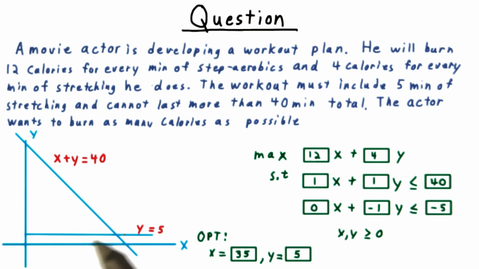Or maybe you realized that just 5 minutes of stretching and 0 minutes of step aerobics would satisfy the constraints, and then you decided to increase the number of minutes spent on step aerobics until you ran into another constraint. In either case, your intuition led you to think very much along the lines of the simplex method that we'll see in a little bit.